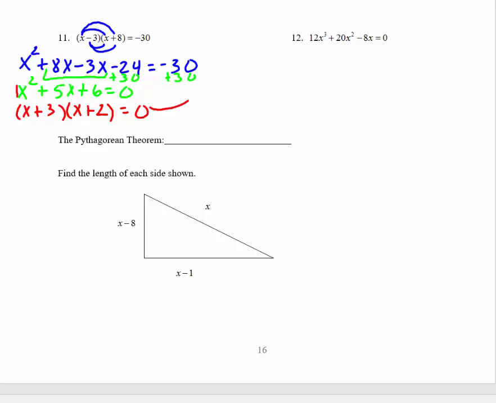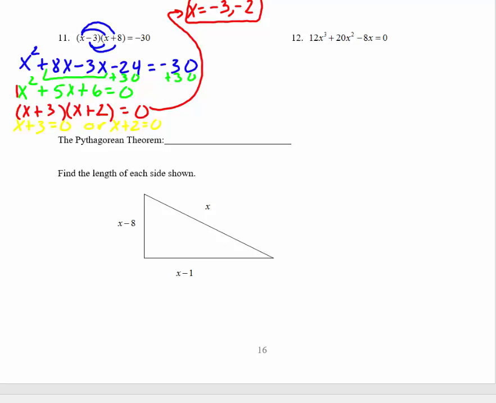At this point you set each factor equal to 0, so x is going to equal negative 3 and negative 2. I'm skipping some steps, so make sure you realize the steps in between are when you take each factor and set each one equal to 0 and solve each one individually. Okay? Number 12. 12x cubed plus 20x squared minus 8x equals 0.